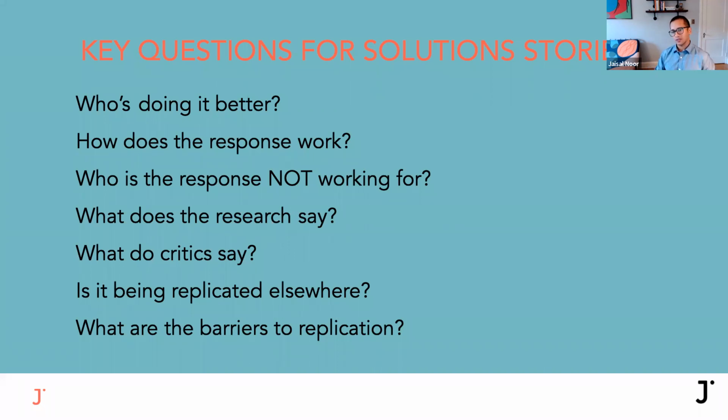We'll talk about sources as well, but research can be from universities, from nonprofits, from think tanks, government agencies. If there is a solution happening on the ground, there are going to be people that are interested in gathering data on it. Local research institutions like colleges and universities often put a lot of resources into examining these issues. What do critics say?